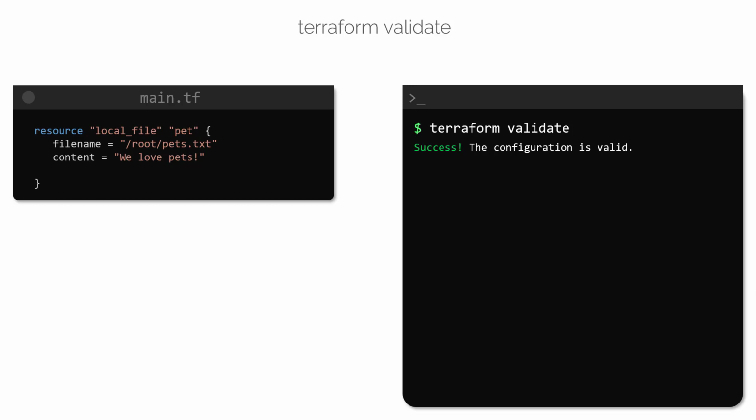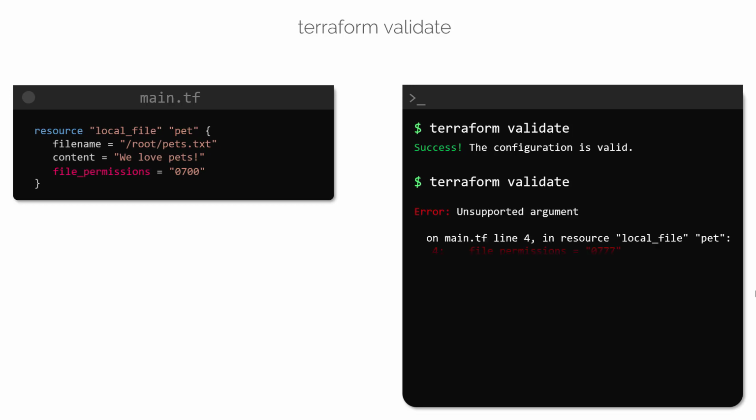If there's an error in the configuration file, the validate command will show you the line in the file that is causing the error with the hints to fix it. In this example, we have used an incorrect argument for the local file resource. It should be file permission and not file permissions.